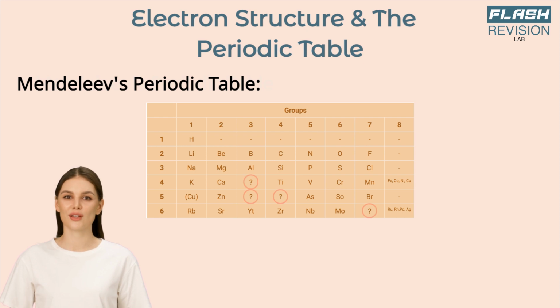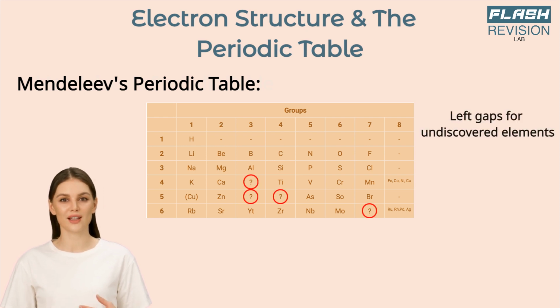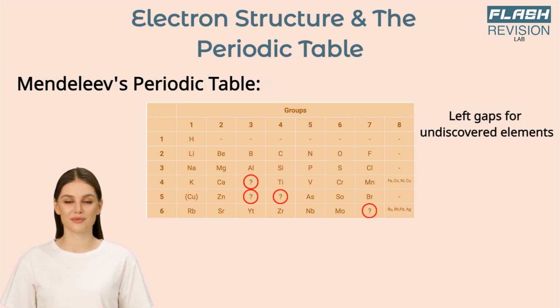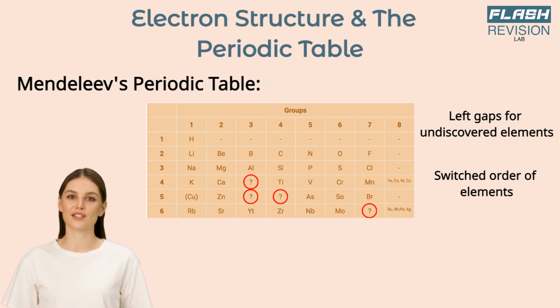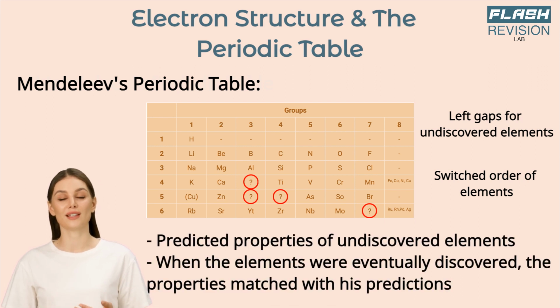Mendeleev didn't force them into the table. Instead, he left gaps for undiscovered elements. He also switched the order of some elements to keep consistency in the columns. Mendeleev realized that elements with similar properties should be in the same column, and he predicted the properties of undiscovered elements based on the trends in their group. When those elements were eventually discovered, it confirmed Mendeleev's theories.